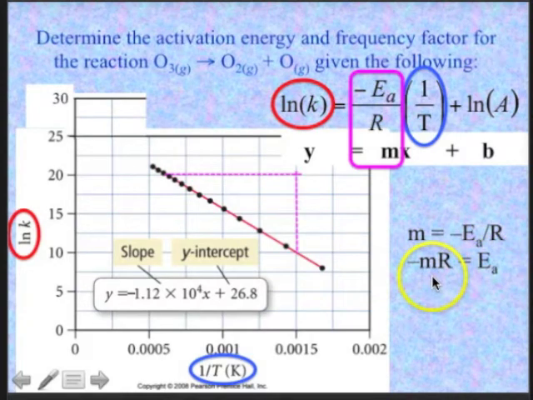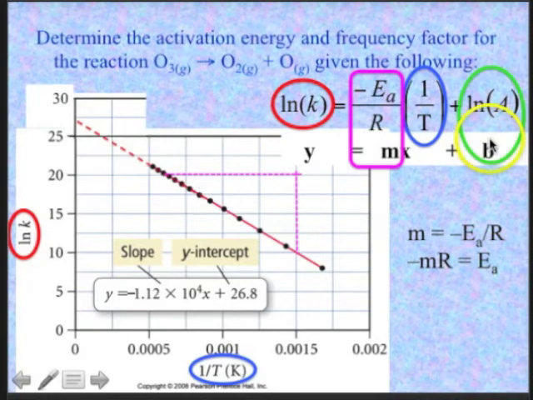If we rearrange that, minus m, which will be a negative number, times R is going to be equal to the activation energy. Finally, B represents where the line crosses x equals 0, which is right here. And that number is going to be 26.8 in this graph. The slope in this graph is minus 1.12 times 10 to the 4, and that's equal to minus E sub A over R.